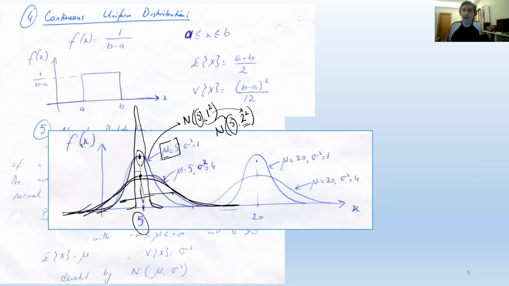Okay, what if you take the variance constant, but you change mu? So what I would say is, for instance, 20 and 1 square. Variance is constant, mu has changed.